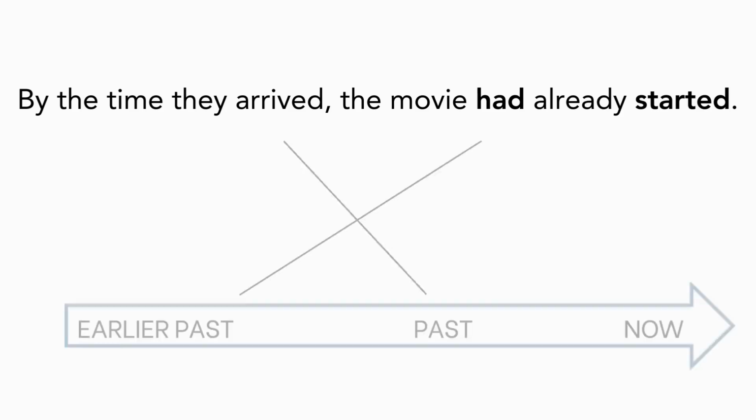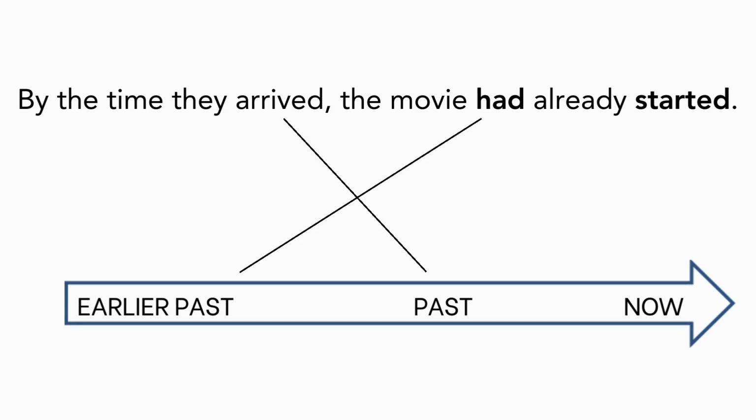And have this example: by the time they arrived, the movie had already started. Here, the action of the movie starting, which is past perfect tense, had started, was completed before the specific point in the past, which is when they arrived. As shown in the timeline, we are already talking about the past which is arrived and want to talk about an earlier past which is had started.